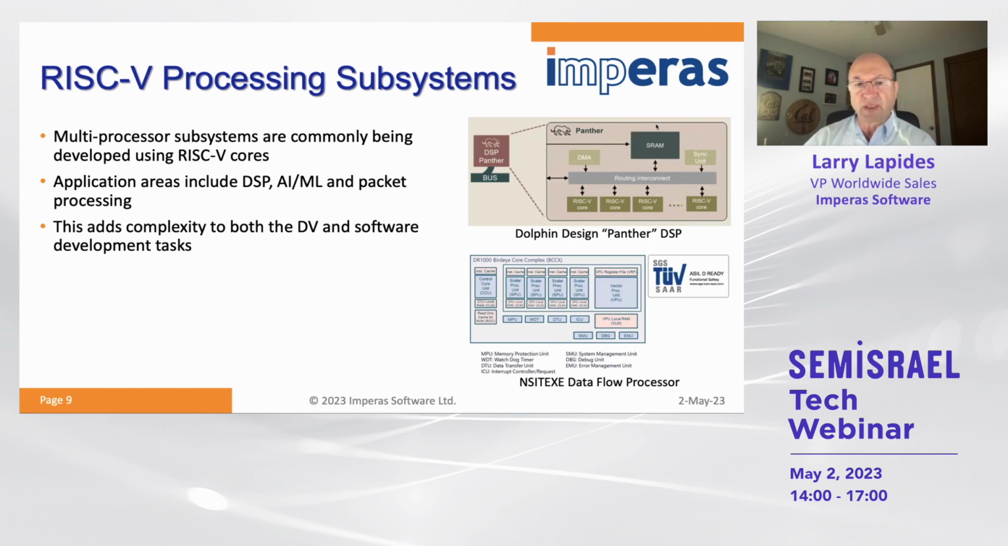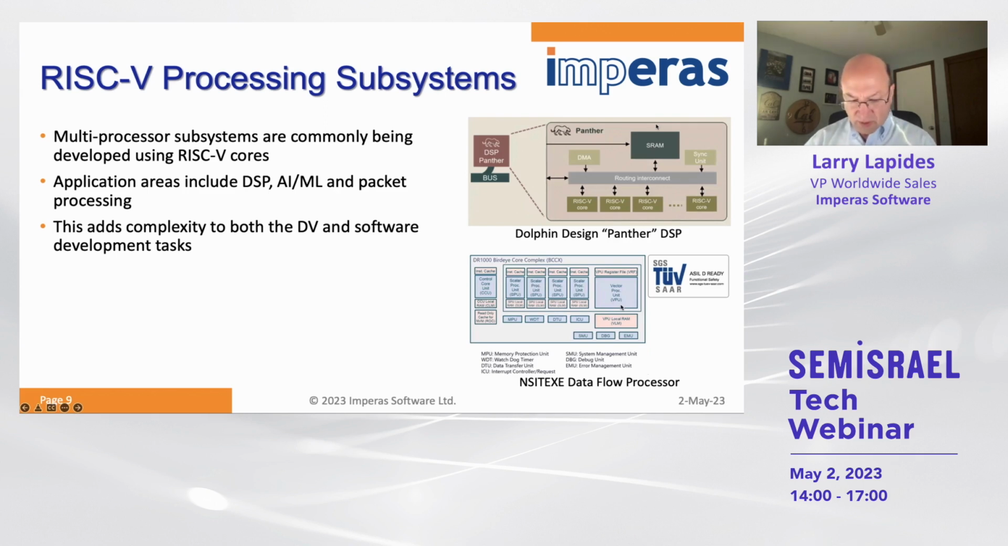And then below that, this is the NSI Techs. They are a company in Japan, a Denso subsidiary. So this is for automotive. And this is a data flow processor, so for AI. And here we've got scalar cores, multiple scalar cores that are feeding into a vector unit.